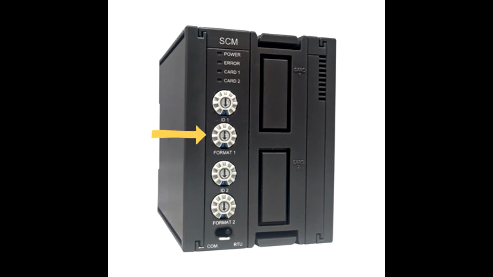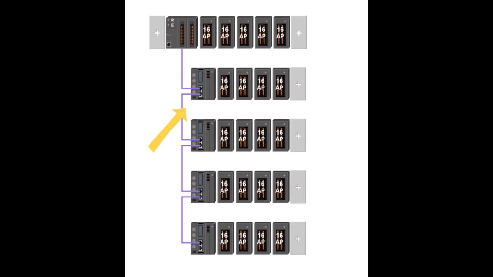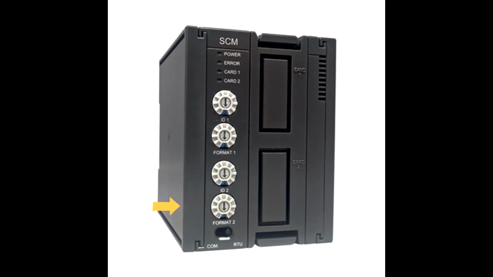ID1 and format 1 will be left as 0. We will not be using these settings in the RTU application. ID2 declares the node number in the network, starting from 1 for the first node from the CPU connected in series. Format 2 declares the baud rate used in our remote communication module.